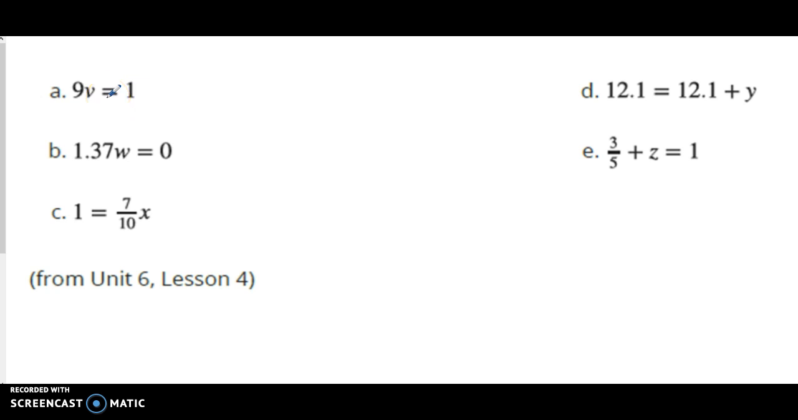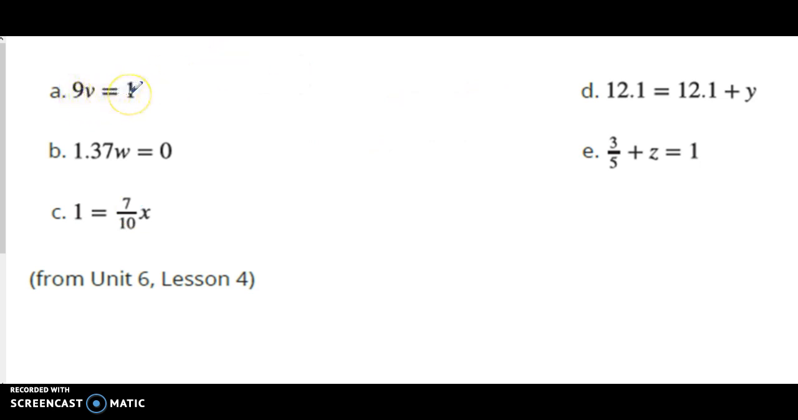Okay, now what we're going to do is solve for the variable. This is actually review. So you'll remember you're trying to isolate or get the variable by itself. I'm going to do A and B, and then I want you to try C, D, and E. So let's take a look at A.